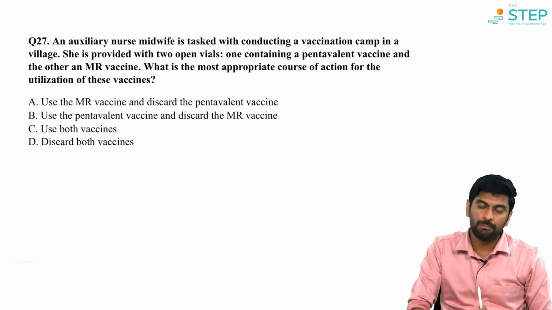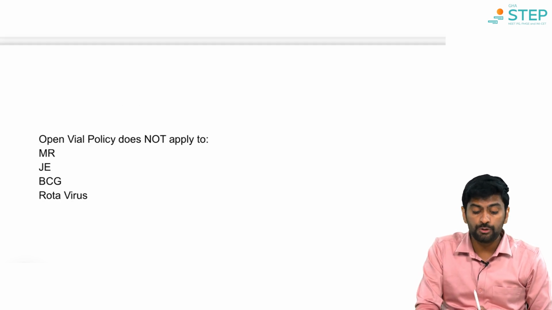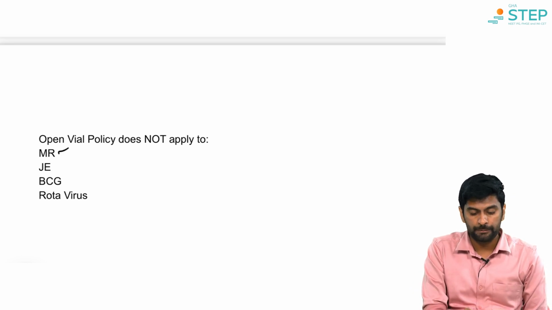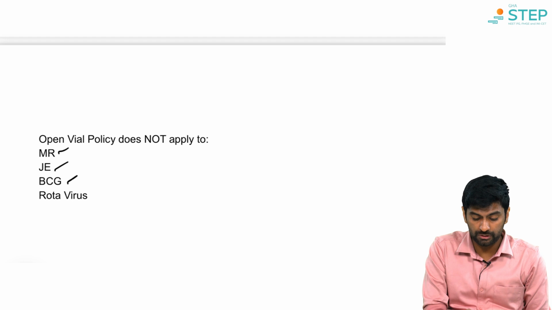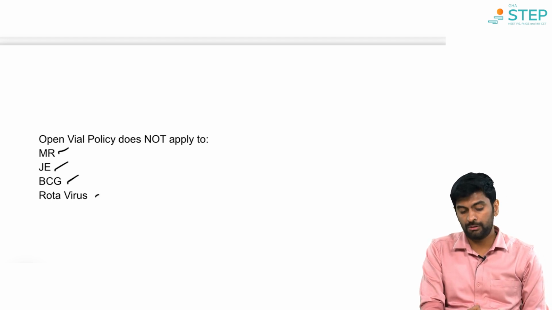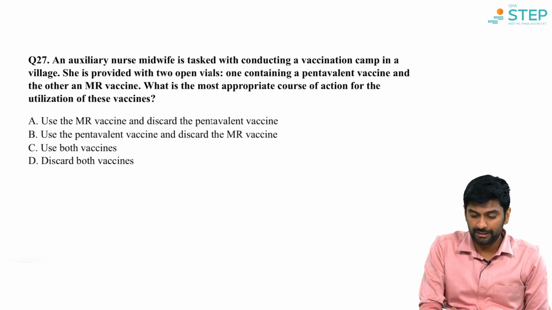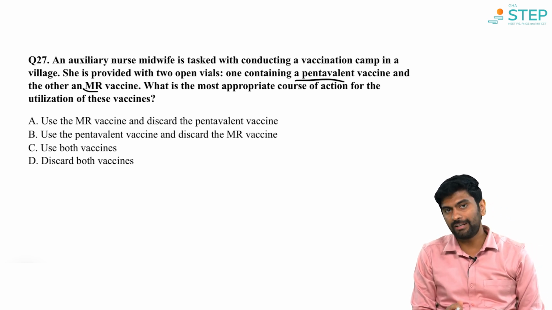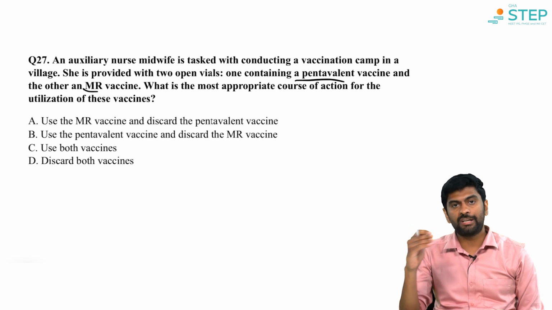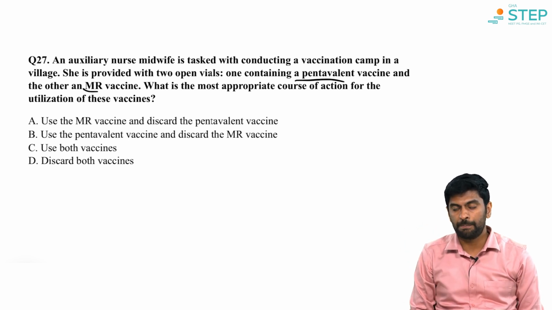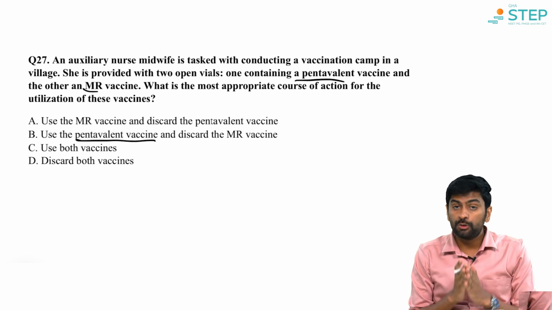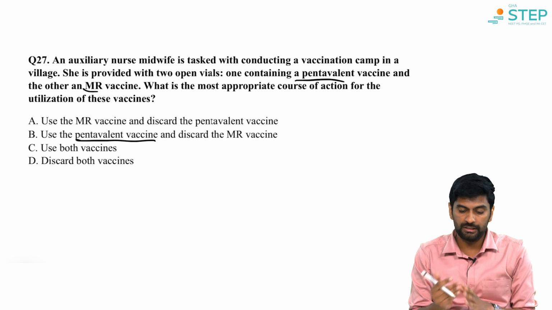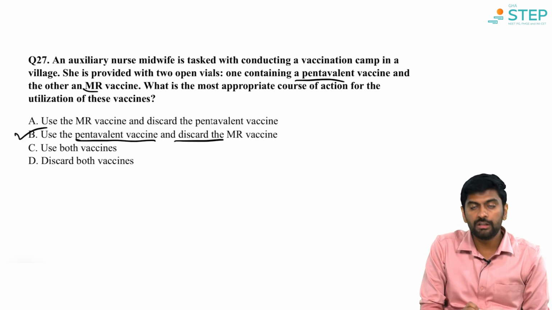So as per the open vial policy, the vaccines which do not follow the open vial policy are measles and rubella, MR, Japanese encephalitis vaccine, BCG vaccine, as well as rotavirus. So among these, we know that there's a pentavalent here and an MR vaccine. So we cannot use the MR vaccine once it's open and kept for some time exposed to the outside. So for that reason, we can use the pentavalent vaccine as long as it follows the open vial policy, but the MR vaccine has to be discarded. So option B would be the correct option.